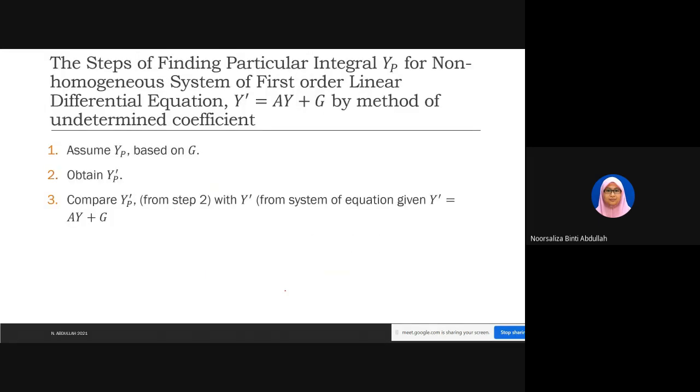Next, how are you going to find YP? It's almost the same method as the chapter 2 topic. You have to assume YP based on G. In chapter 2 it was based on f(x); now you find YP based on this G. Then you obtain YP prime, and then you compare YP prime with Y prime. Later we will see an example.